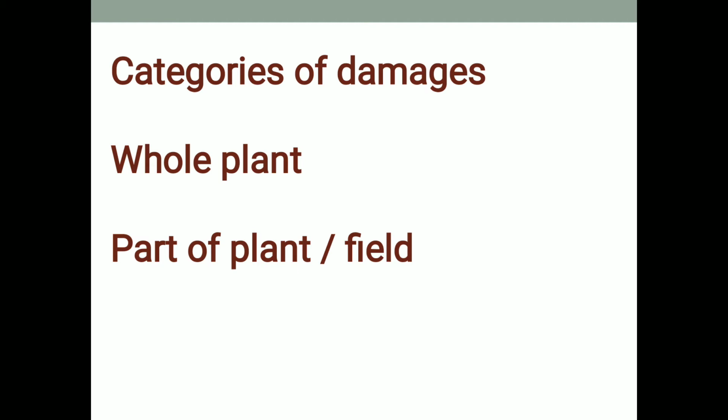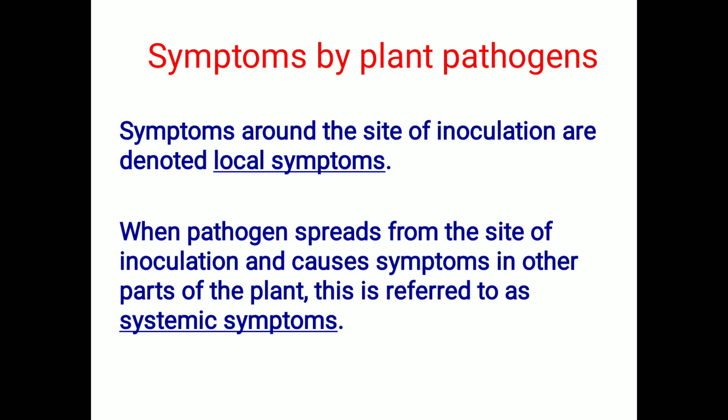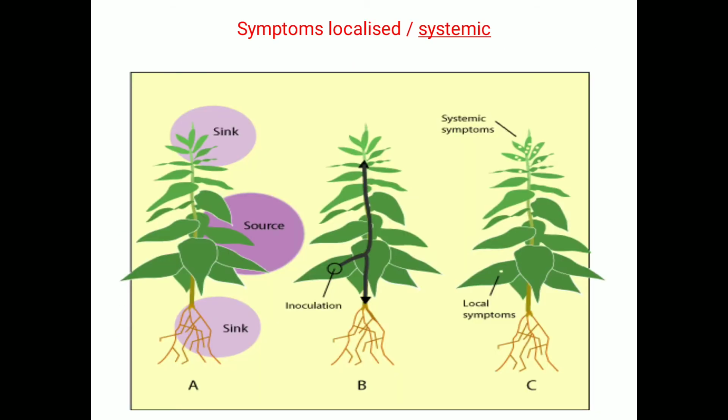The next, here we discuss two types of symptoms, known as local or localized symptoms, and systemic symptoms. Local symptoms means the symptoms around the site of inoculation. Once there is an incidence of a pathogen, symptoms occur only at the point of inoculation, around the infection. That shows local symptoms.